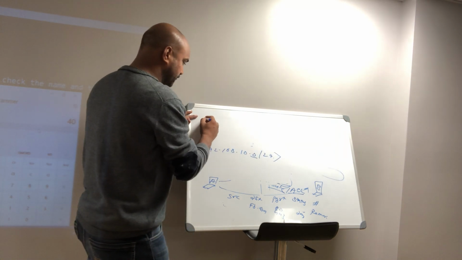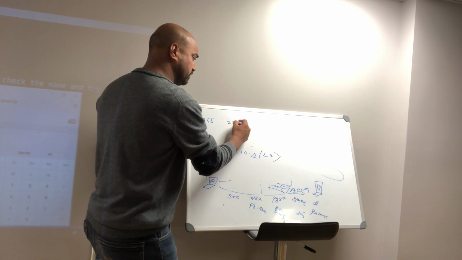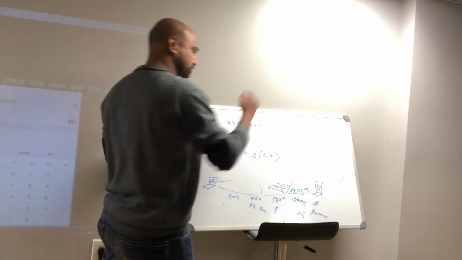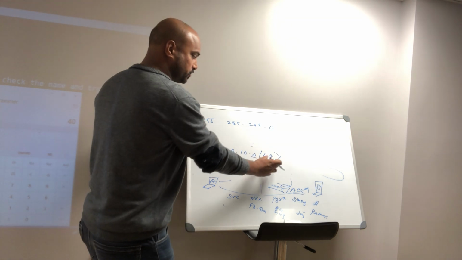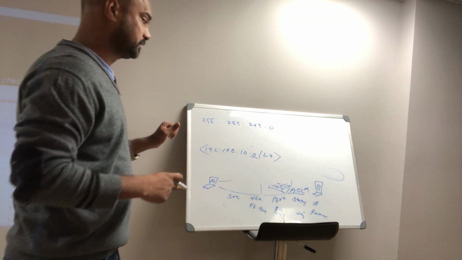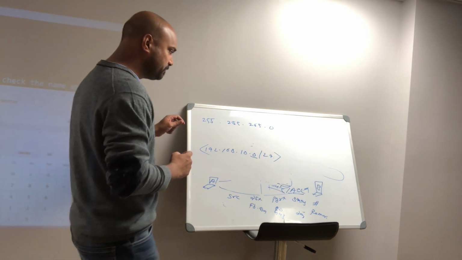8.8.8. So the first 8 dots is 255, the second 8 dots is again 255, next 8 dots is again 255, and the last part is 0. So, okay, I got 24 ones. So this 24 represents the number of ones I've got in the subnet mask. Alright. So what is the network ID?